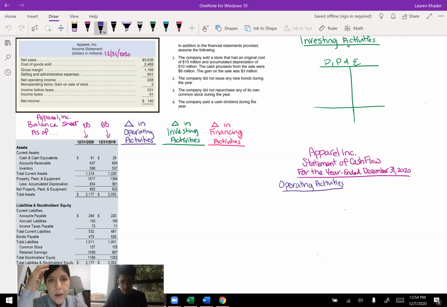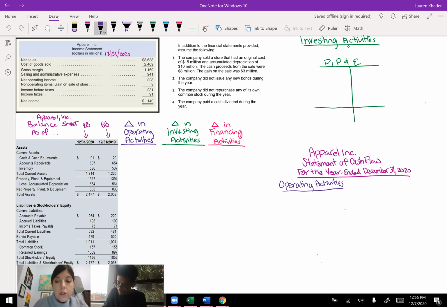So we're going to prepare a statement of cash flows for Apparel Inc. And it's for the year ended December 31st, 2020. So you've already written down the income statement that was provided for the same year. And then we have comparative balance sheets. So we have our ending balance as of the end of this year, 12/31/2020. And then we have our beginning balance, what we started the year with at 12/31/2019.